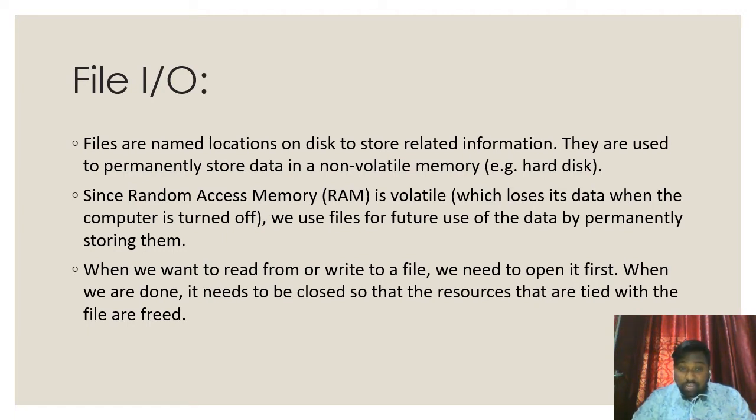So when we want to read from or write to a file, we need to open it first. Here the file input means whatever inputs we are giving in the program, those are file inputs, and whatever we are getting as a result, those are file output. When we are done, it needs to be closed so that the resources that are tied with the file are freed. Here the file input output has to be used in a proper manner. So the steps are there. We'll see the steps one by one.